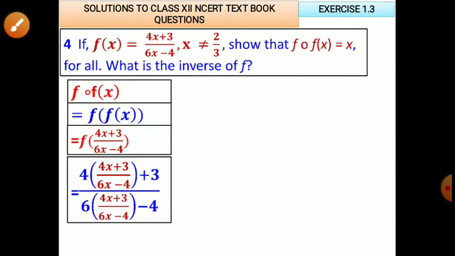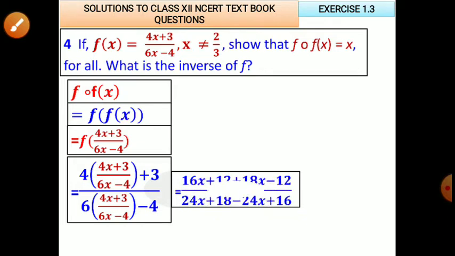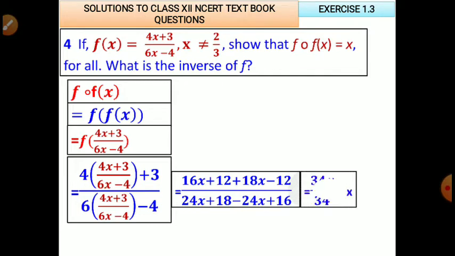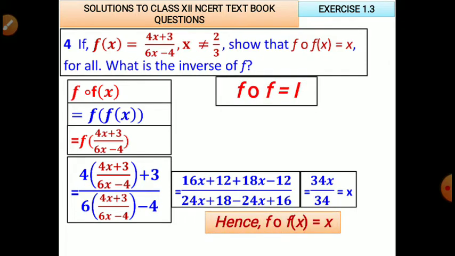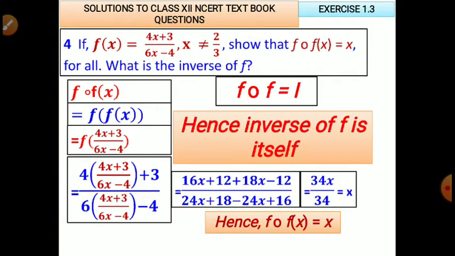If you go on simplifying this, finding the LCM and cancelling, in the remaining process we are going to get x. That is what is asked to prove here. So hence f of f of x is equal to x. This is nothing but an identity function. Then the inverse of f is itself. Whenever f of f of x is equal to x, the inverse is itself. Therefore the inverse of this function is 4x plus 3 by 6x minus 4 itself. Okay, next let us go for the next question.